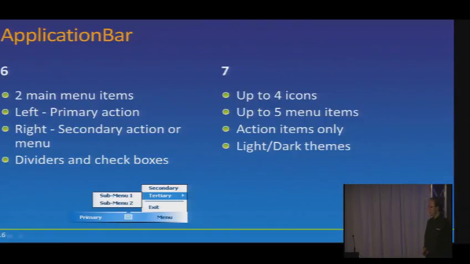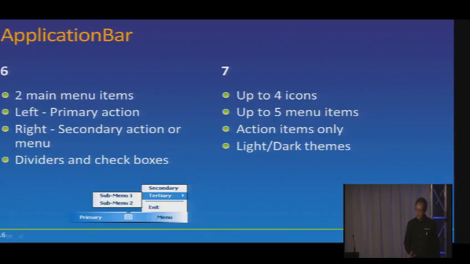Okay, so another main difference between Windows Mobile 6 and 7 is that the menu has been replaced by the application bar. So previously we were used to having two menu items. The left one's usually reserved for a primary action, like creating a new record or something. And the right one could either be a secondary action or could actually open a pop-up menu with lots more options on it. There are a few extra things you could do. You could have dividers, so you could have your menu split up into different sections. And also checkboxes on items as well, so you could have a feature which was enabled or disabled via the menu.